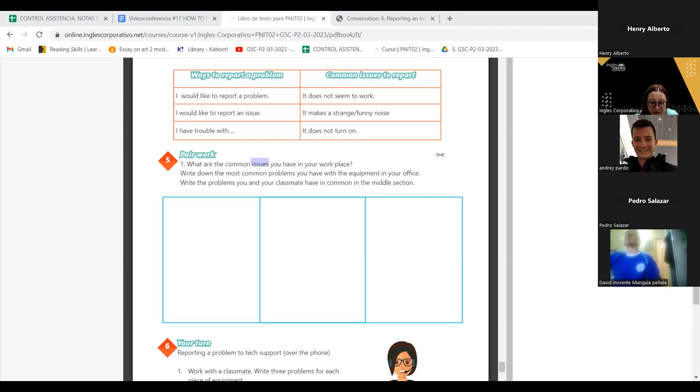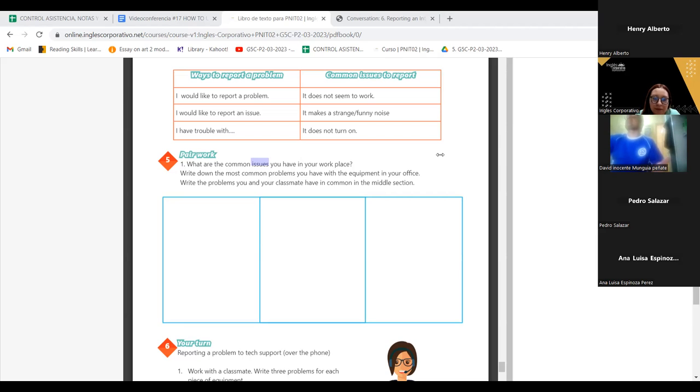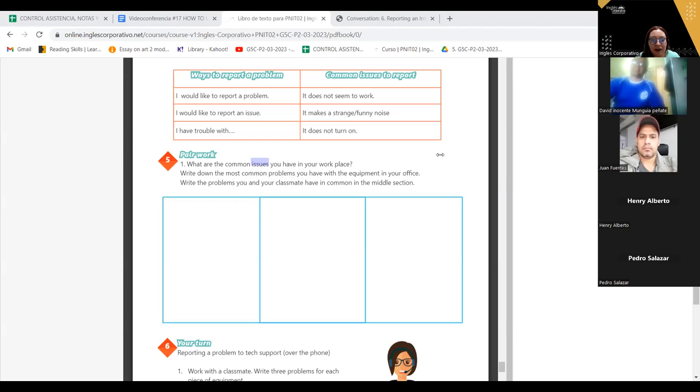David Inocente Munguía, por favor, lo escuchamos. Hi, good evening. I have some problem at work with the printer of the paper sheet machine because it stops working all the time. All right, very good, David. Thank you for sharing. Bien específicos, que es justo lo que buscamos.